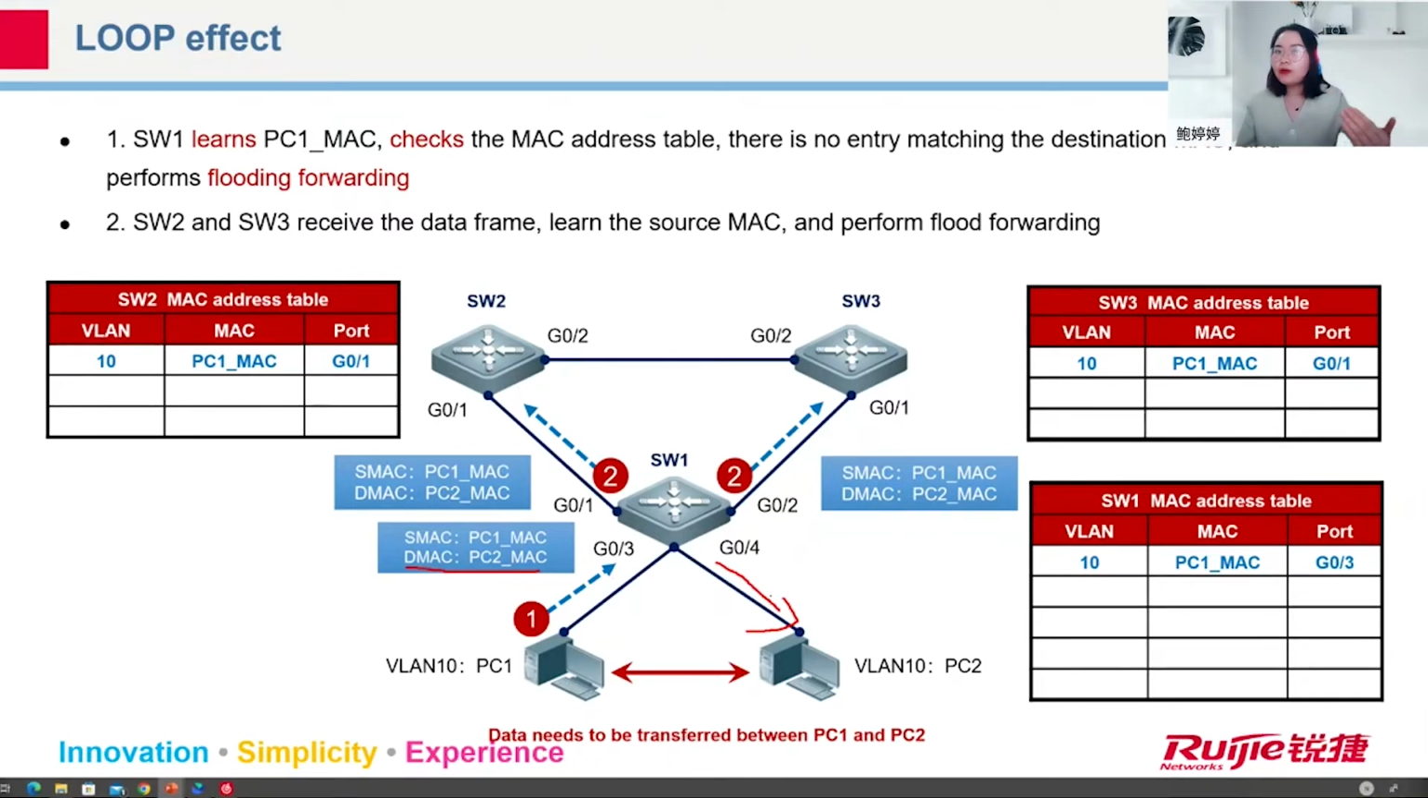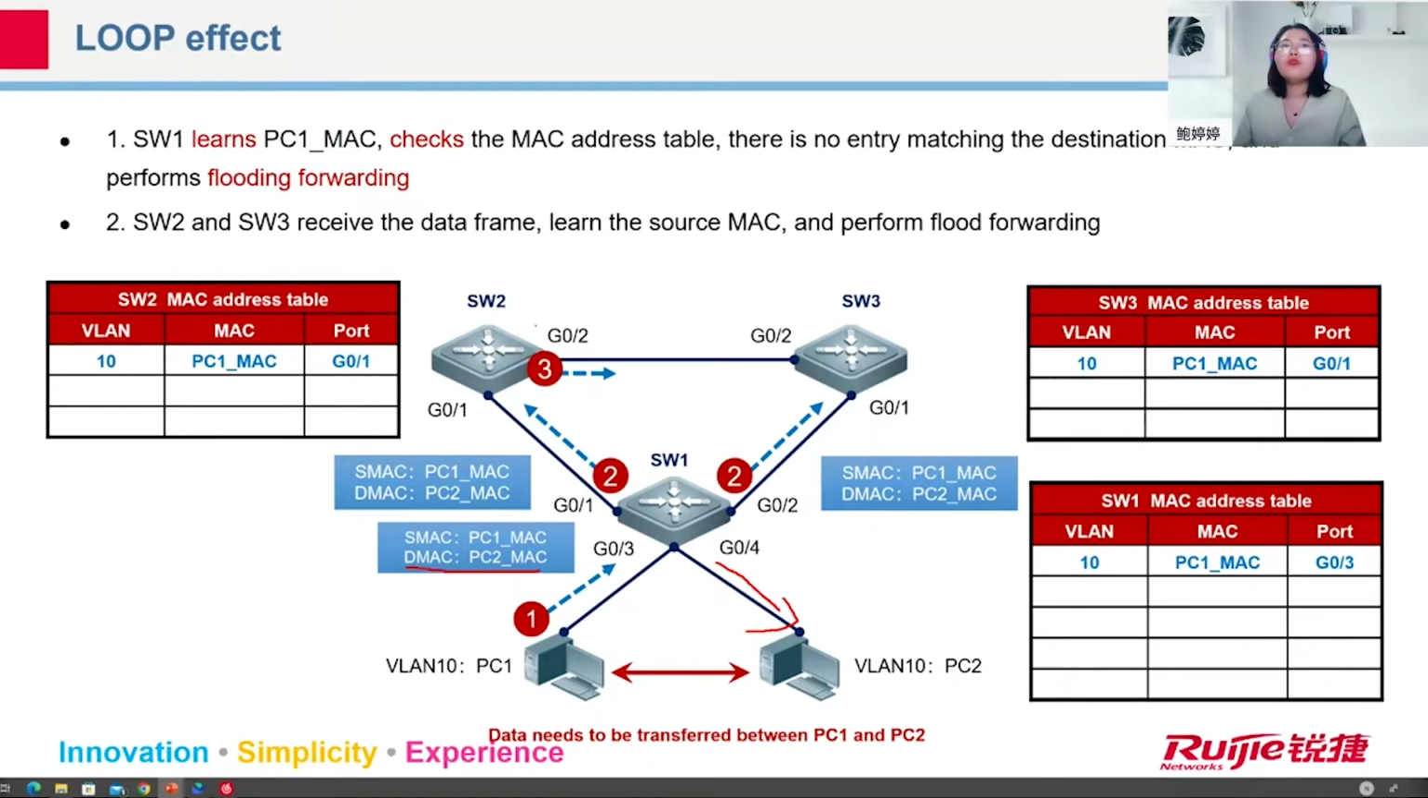And then we hope that after switch 1 floods the message, we can stop here, right? Because according to the flood, PC2 already received this message. But actually not. Switch 2 and switch 3 receive the message, and they will forward it according to the same principle. So let's look at the continuing steps here.